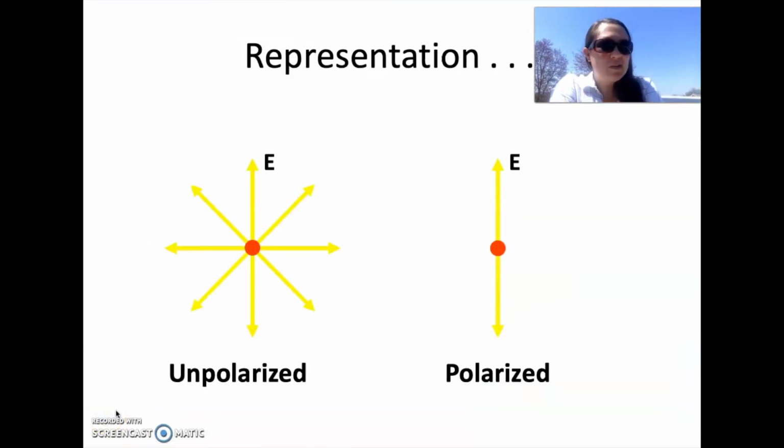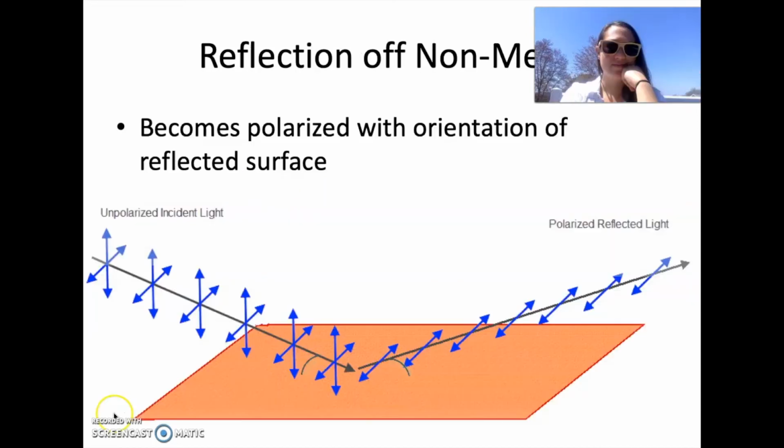So to sum up, how do we draw unpolarized versus polarized light? I would draw unpolarized light as the electric field oscillating randomly in all directions, like sunlight. Whereas polarized light would be light that's oscillating all in the same direction.